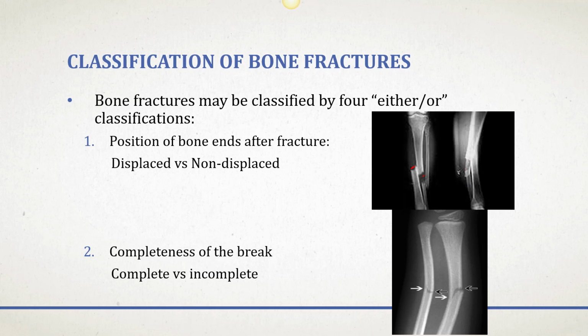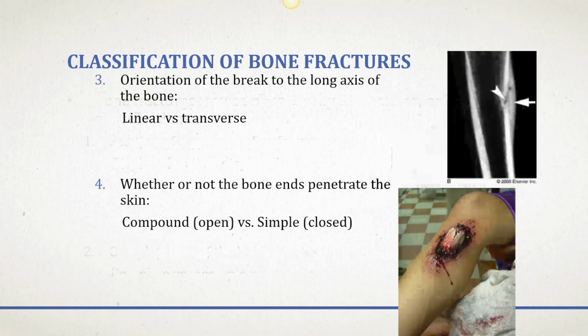The completeness of the break: complete versus incomplete. If it broke all the way through, then it's a complete break, and if it didn't, it would be considered incomplete. The orientation of the break to the long axis of the bone: linear breaks run along the long axis, while transverse breaks cut straight across, perpendicular to the bone.